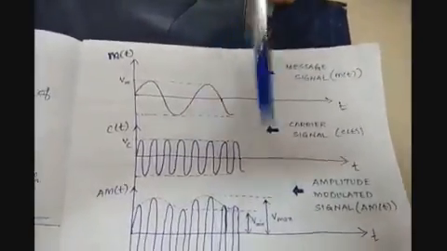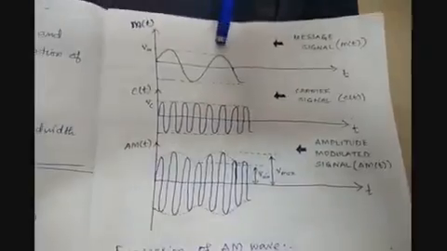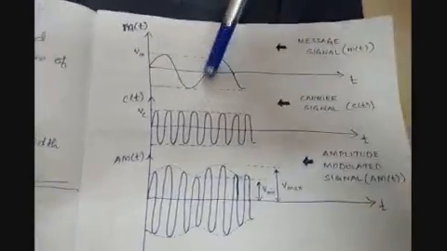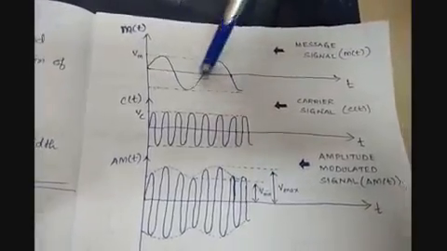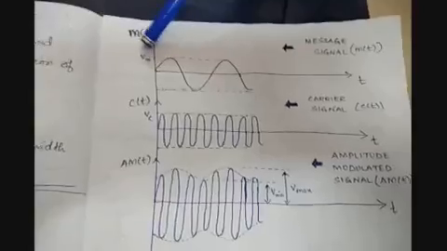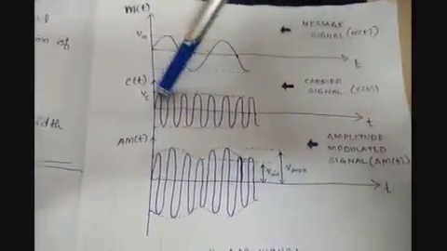So this is the waveform of amplitude modulation. First we have taken a message signal with some frequency. This is a low frequency sine signal, right? This is the message signal, m of t, and Vm is the amplitude of the message signal. And c of t is a carrier signal with high frequency.